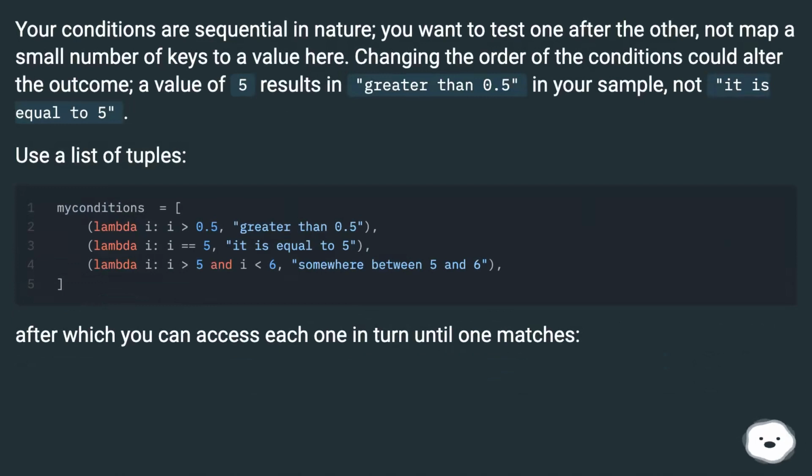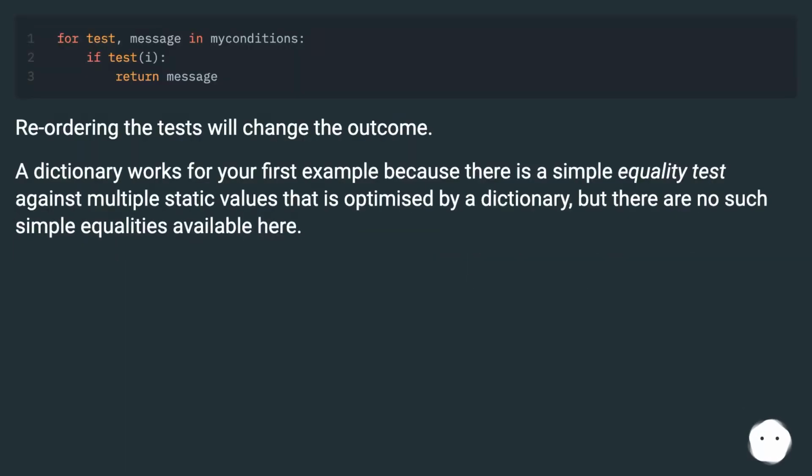Your conditions are sequential in nature. You want to test one after the other, not map a small number of keys to a value here. Changing the order of the conditions could alter the outcome. A value of 5 results in greater than 0.5 in your sample, not it is equal to 5. Use a list of tuples, after which you can access each one in turn until one matches. Reordering the tests will change the outcome.